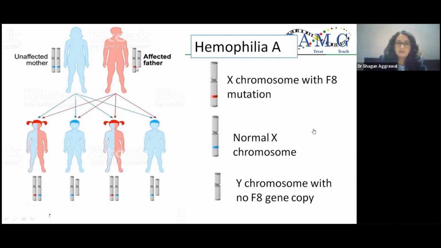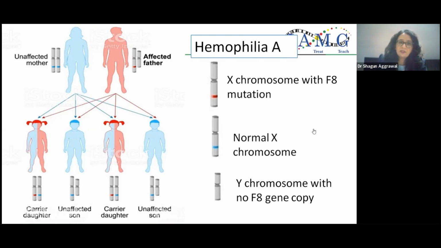We could have the father passing on his X chromosome to his girls. All his girls are going to get his X chromosome, and they would get the one normal X chromosome from the mother. So all his girl children are going to be carriers for this condition, and because he cannot pass on his X chromosome to his boys, these boys will always get a Y chromosome from him, and they're going to get a normal X from the mother. So all his male children are going to be healthy.